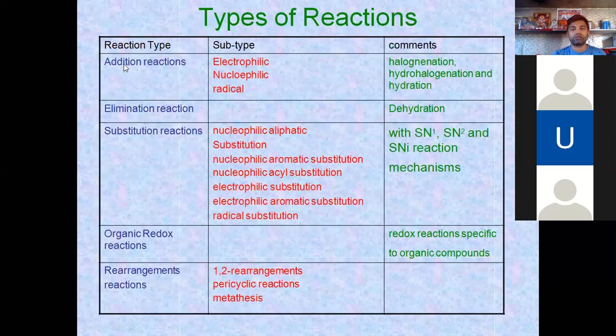Now, in addition reactions we have to discuss electrophilic addition reactions and nucleophilic addition reactions. This radical reaction we don't have to discuss. We'll discuss radical also in anti-Markovnikov's rule. In electrophilic addition reactions, halogenation is one example. And for nucleophilic addition reaction, hydrohalogenation and hydration are the examples.